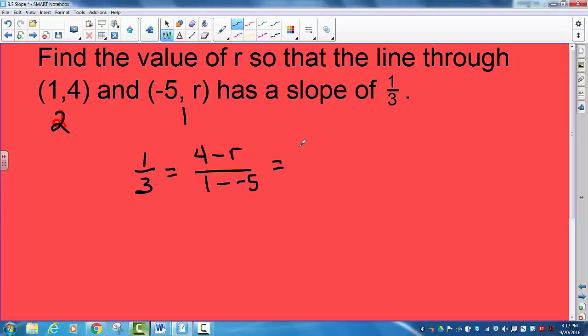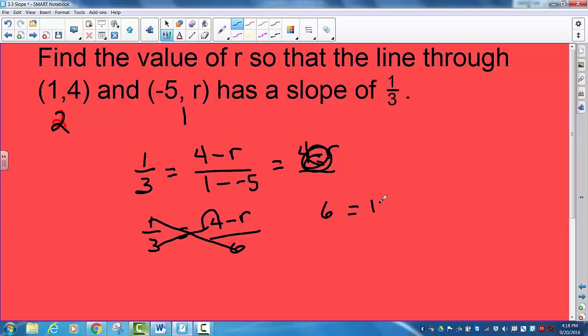So that gives us 4 minus r over, excuse me, let me just do this. 1/3 equals 4 minus r over 6. And now we've got a proportion that we can solve. We go 1 times 6 and we get 6. We go 3 times 4, which gives us 12, and 3 times -r, which gives us -3r.